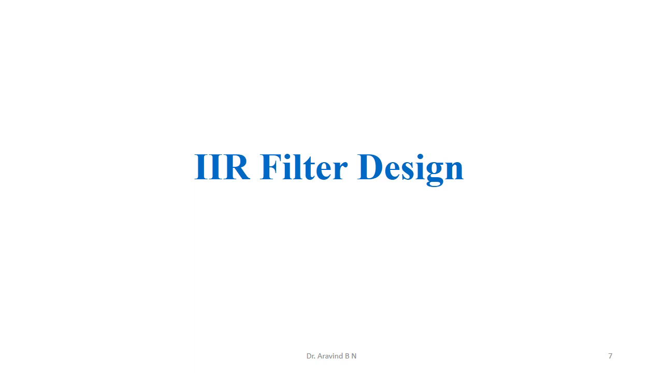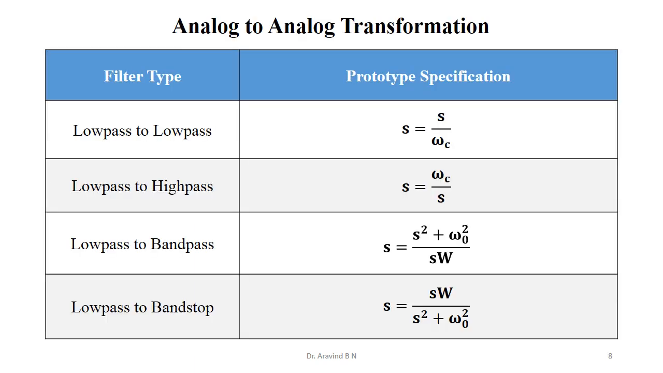Now let us move on to the IIR filter design. In the IIR filter design, the analog to analog transformation is quite easy to remember as well as the problem solving. These are the four representations you need to remember: low pass to low pass transformation, low pass to high pass transformation, low pass to band pass transformation, and low pass to band stop transformation. What it is going to say is, once you have this low pass prototype, then we can obtain any of these four filters.